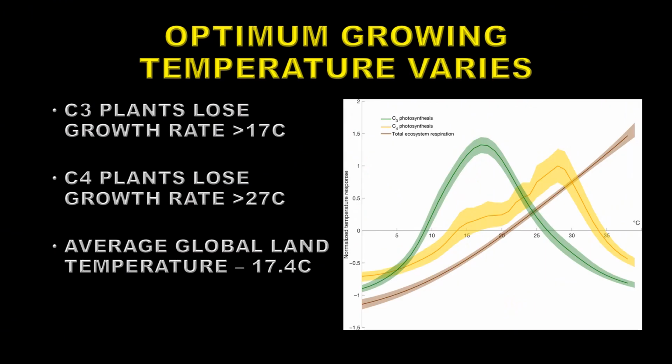The optimum growing temperature varies by plant type. For example, C3 plants lose growth rate after about 17 degrees centigrade, which is rather worrying because the average global temperature a couple of months ago was 17 degrees centigrade. So if it starts going up higher than that, then a large number of plants are not going to be so efficient at growing as they were before. C4 plants like warmer temperatures, and their growth rate continues to a maximum of about 27 degrees centigrade, beyond which it falls off very rapidly as well.